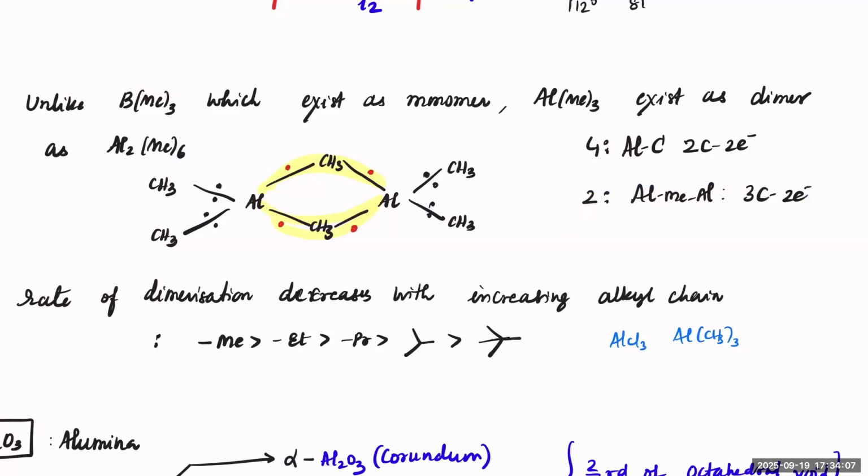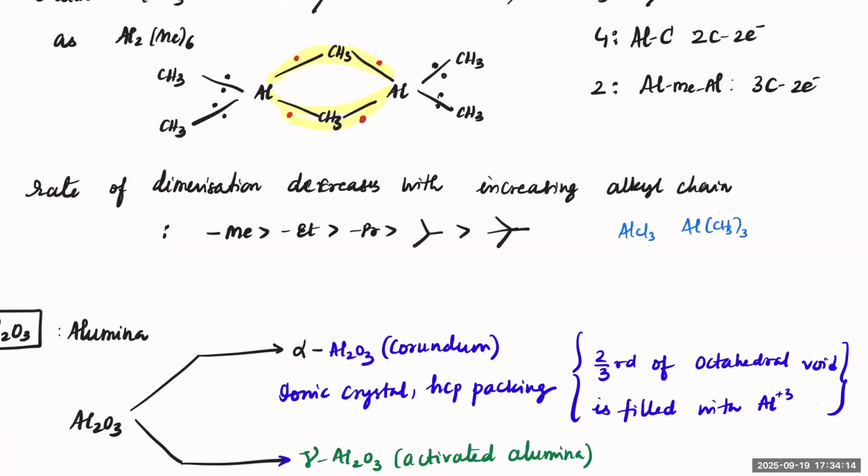Now dimerization depends upon how bulky this group is. If it is becoming very bulky, dimer is not possible. That's why the rate of dimerization decreases as the bulkiness increases.